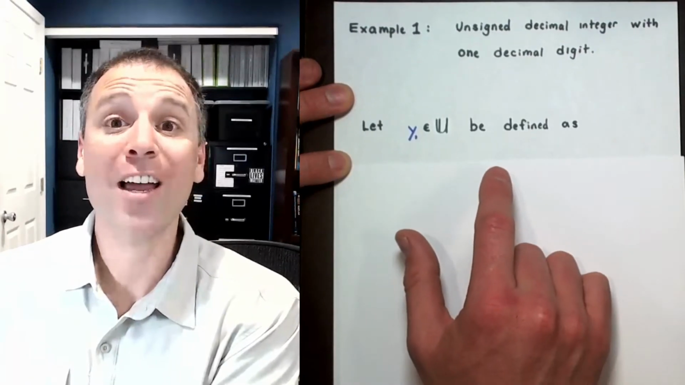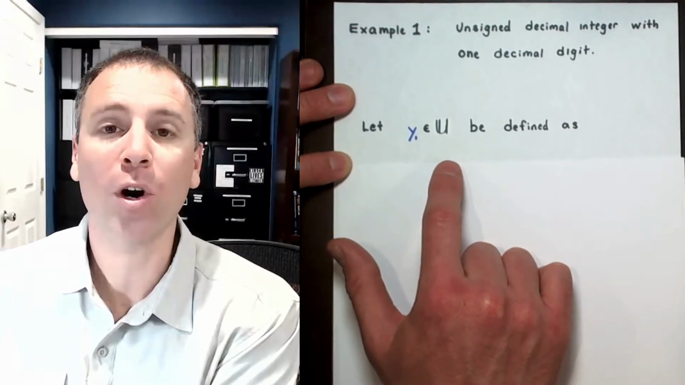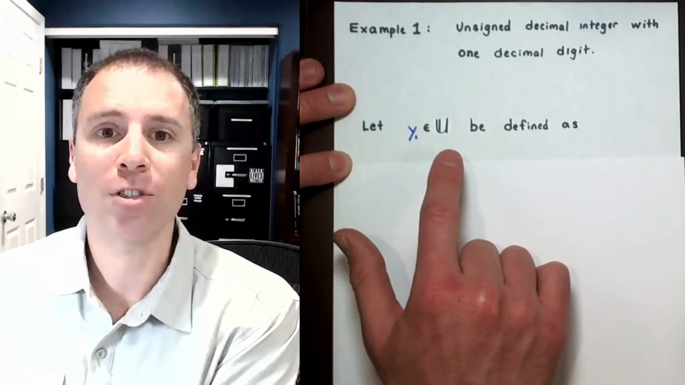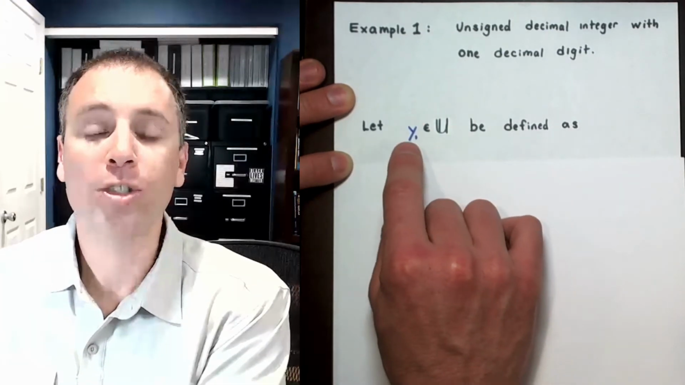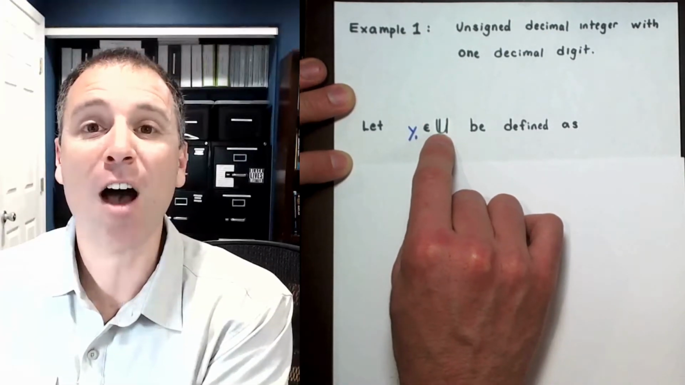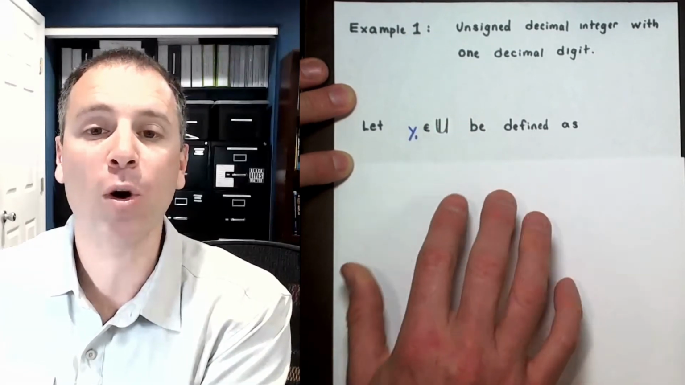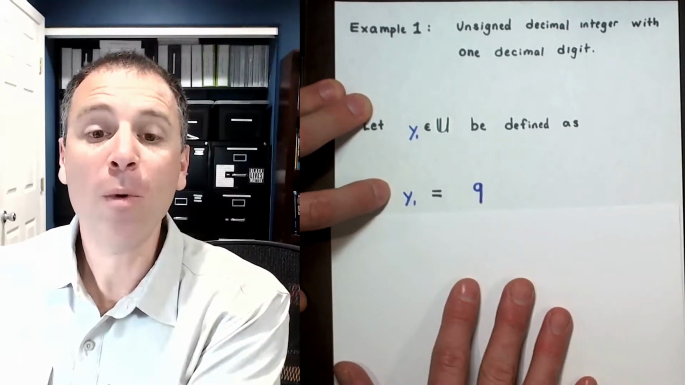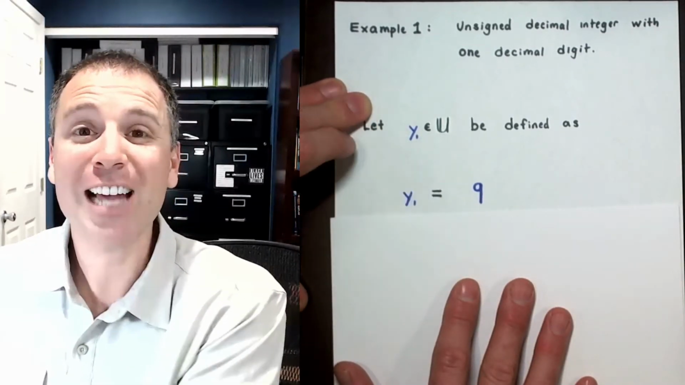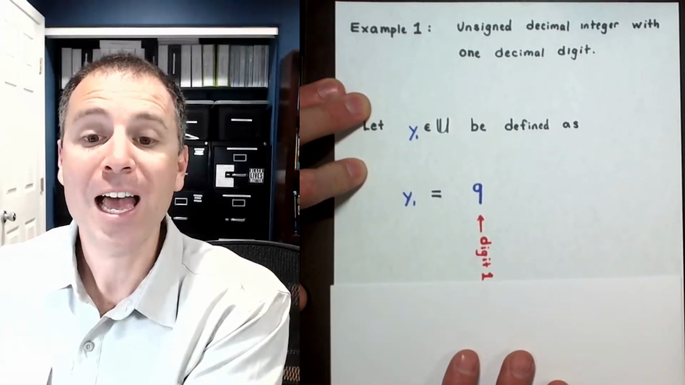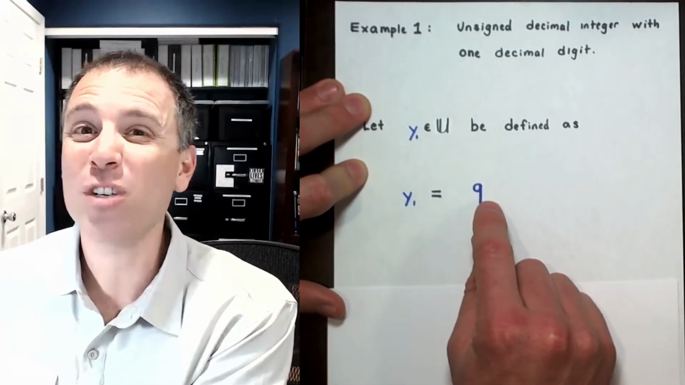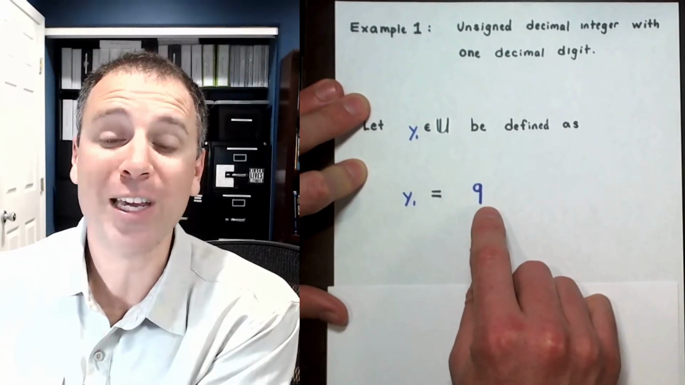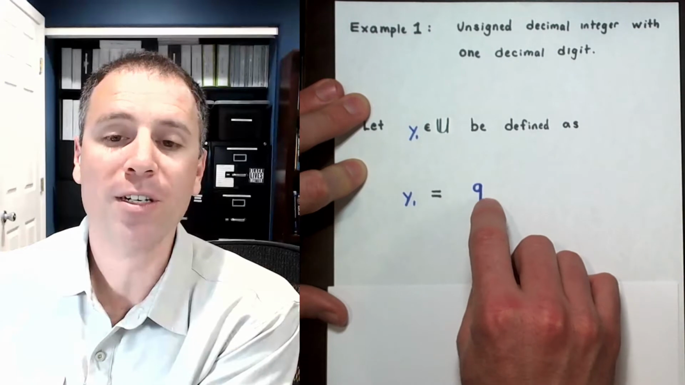One of the best ways to get our head around what decimal representations are and how they work is to work through specific examples. So we're going to start with our first example, which is an unsigned decimal integer represented with one decimal digit. We'll start with a number y1, which is in the set of unsigned integers. That is our blackboard U notation. And we'll say that y1 is equal to the number 9. The moment we write y1 equals 9, this actually has very special meaning within our decimal system. Specifically, this number is represented using one decimal digit. And specifically, we can see the first decimal digit in this representation is the number 9.